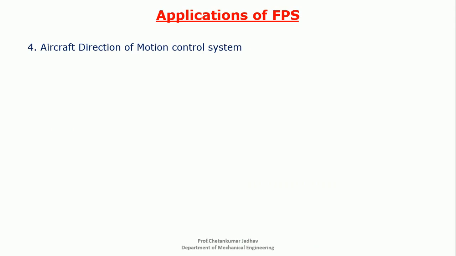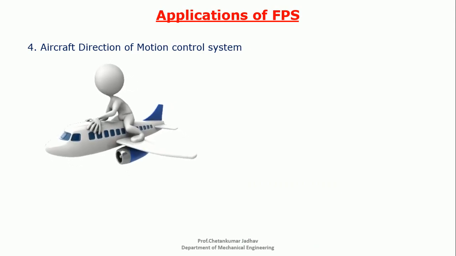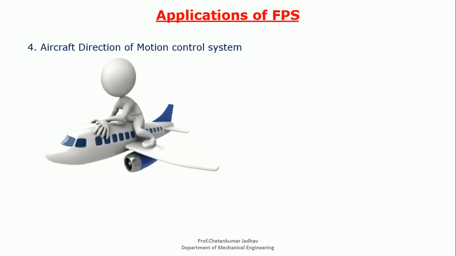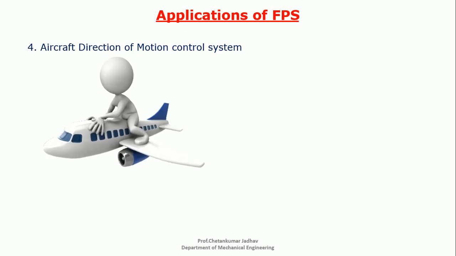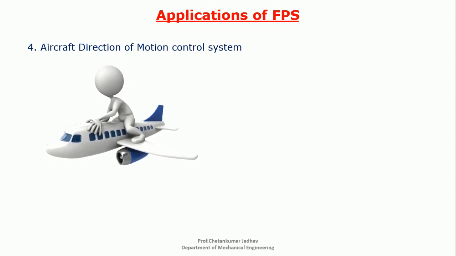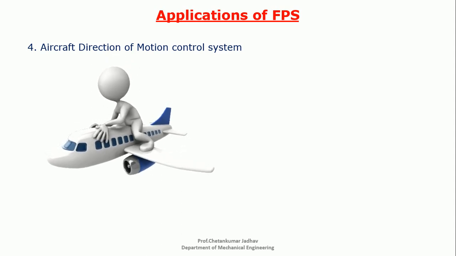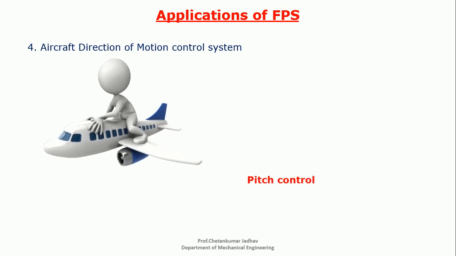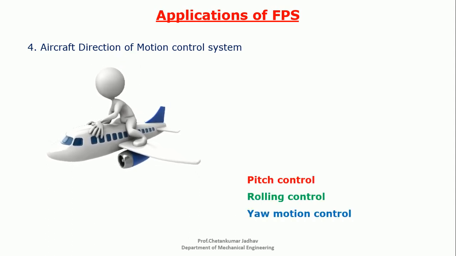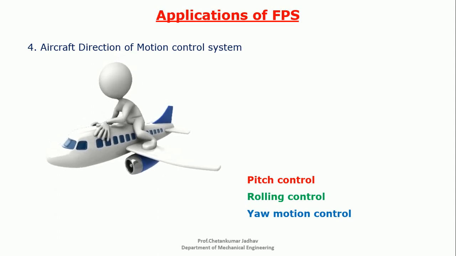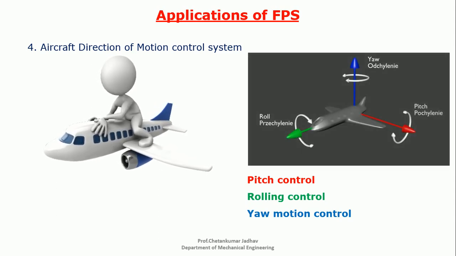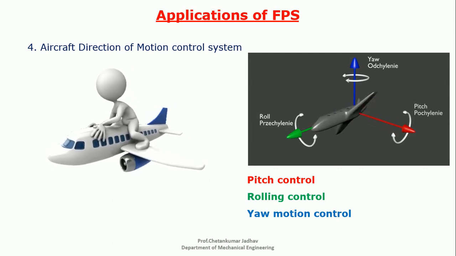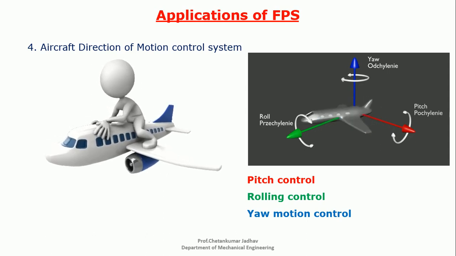The next application is aircraft direction of motion control system. Students, let me explain how an aircraft direction of motion is controlled using hydraulic actuator. Basically, there are three types of direction control system in an aircraft. First one, pitch control, rolling control, and yaw motion control. Students, in the animated video you can see that this is the pitching of an aircraft, this is the rolling action, and this is the yaw motion of an aircraft.